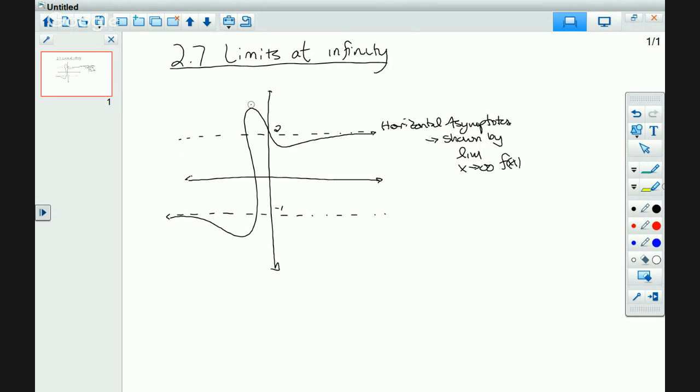Let's call this F. So if you get a limit as x approaches infinity, and you get a number, that's the horizontal asymptote. So what is this one? 2, right? Okay, so the horizontal asymptote is y equals. It's the relationship there.